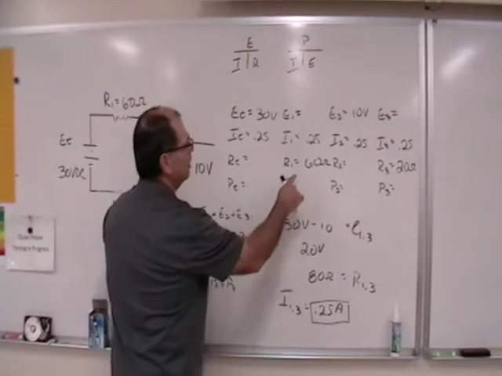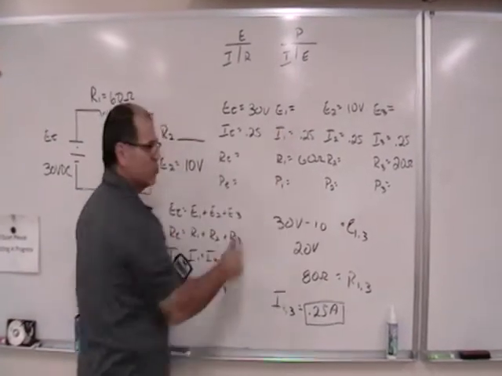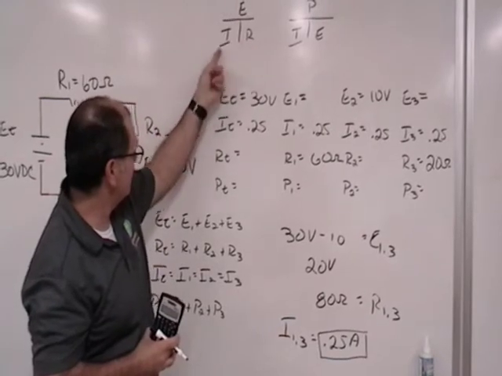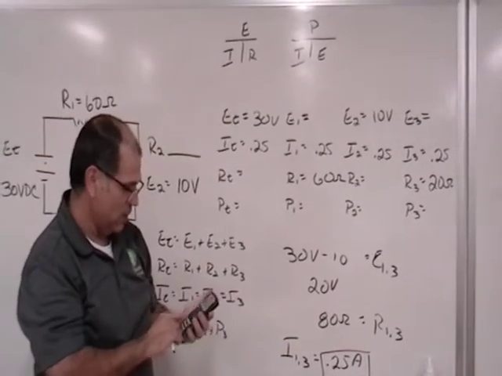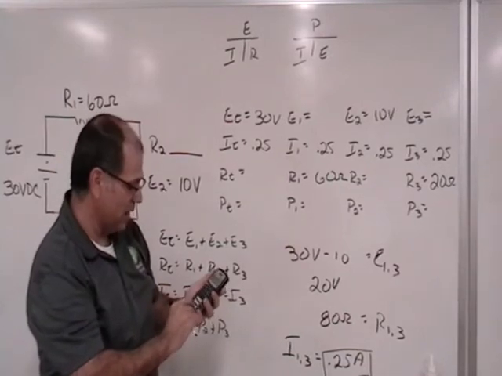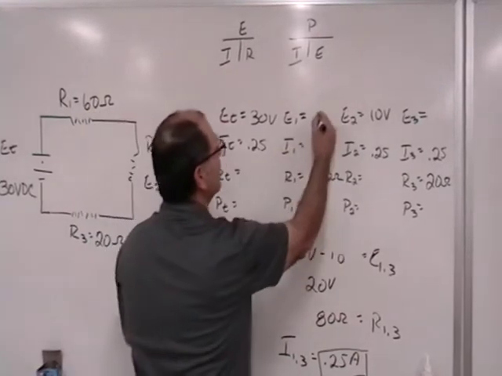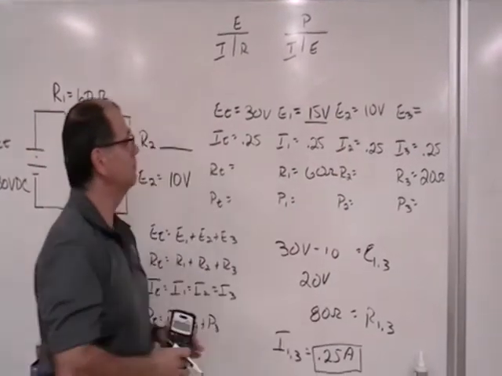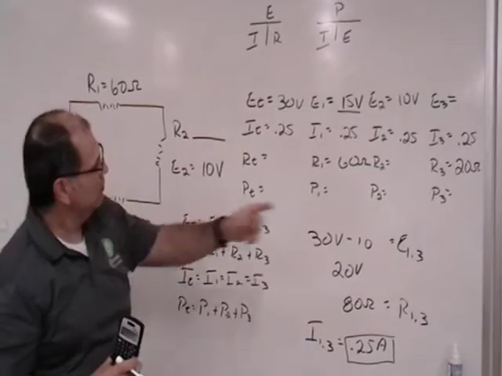For example, if I want to find the voltage drop at 1, it's just the resistance times the current, right? R times I gives me E. So 60 ohms times 0.25 gives me 15 volts. Okay? All right.